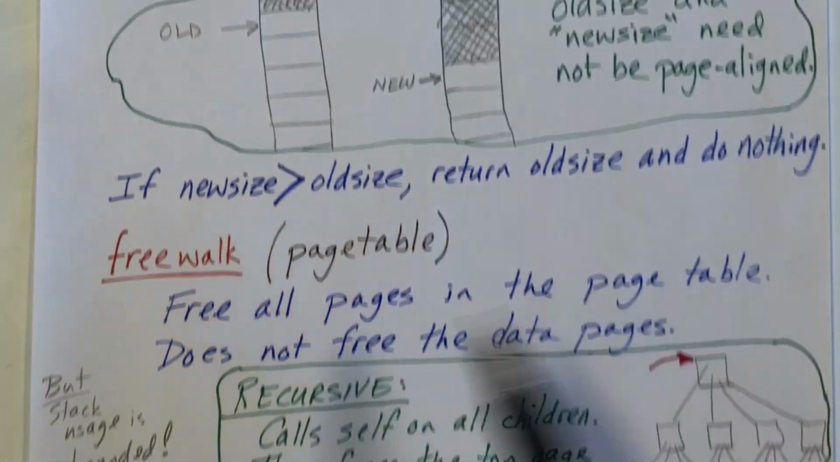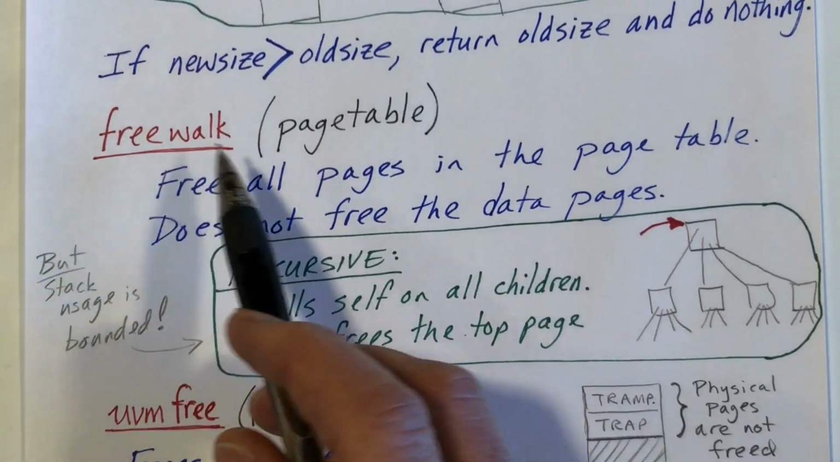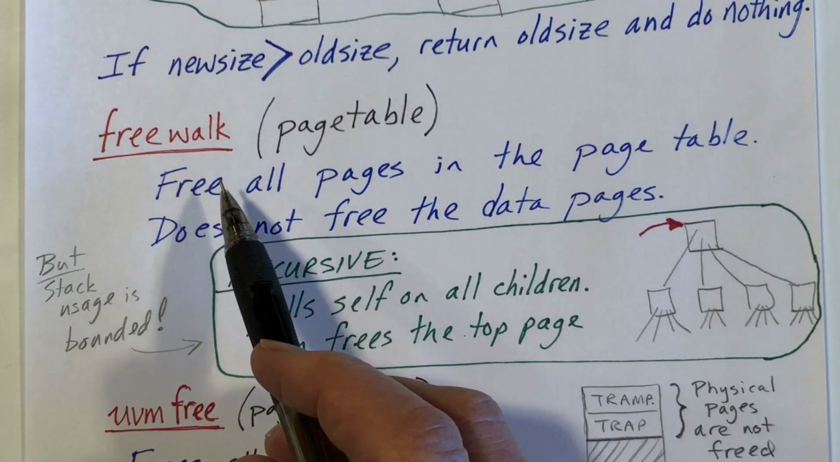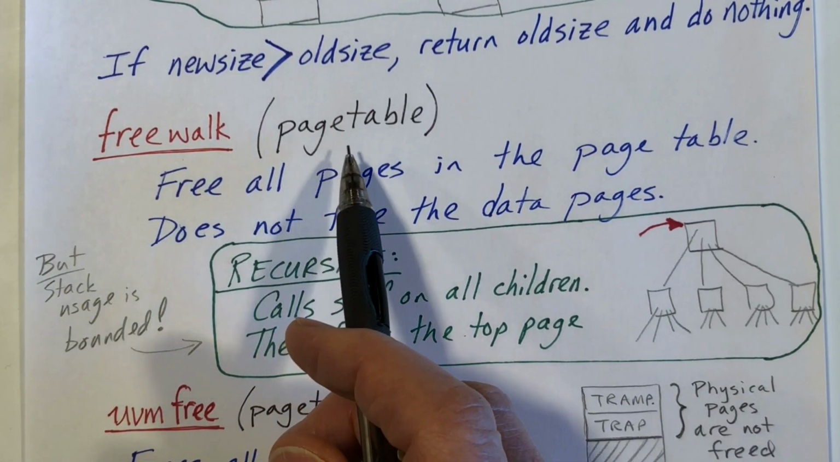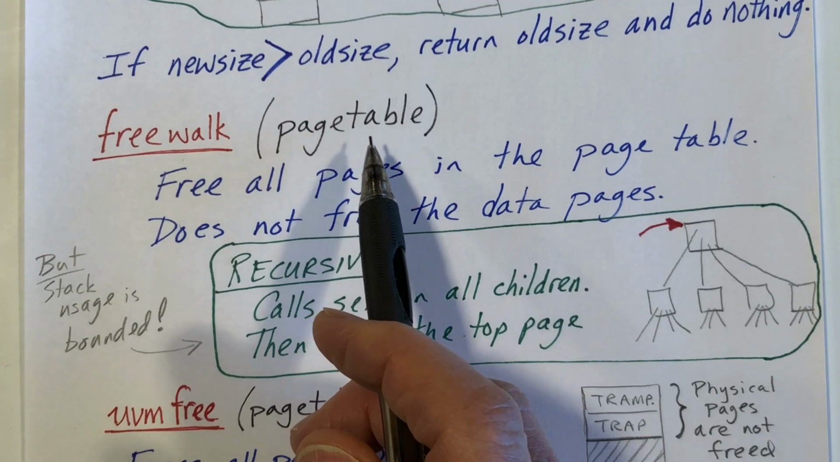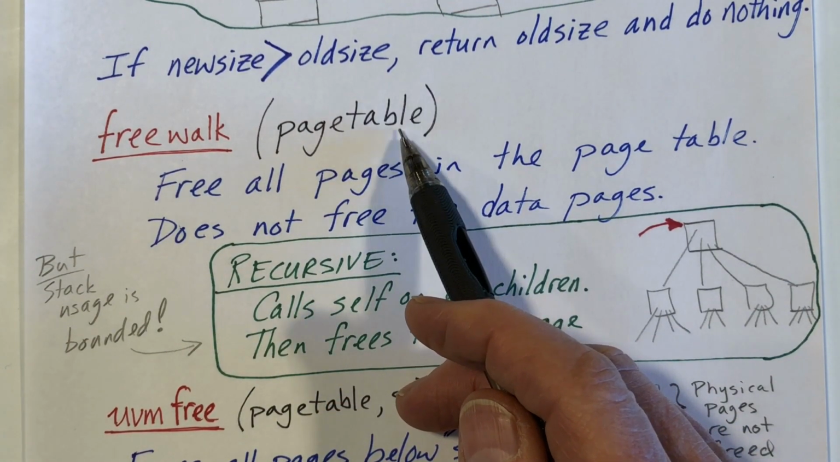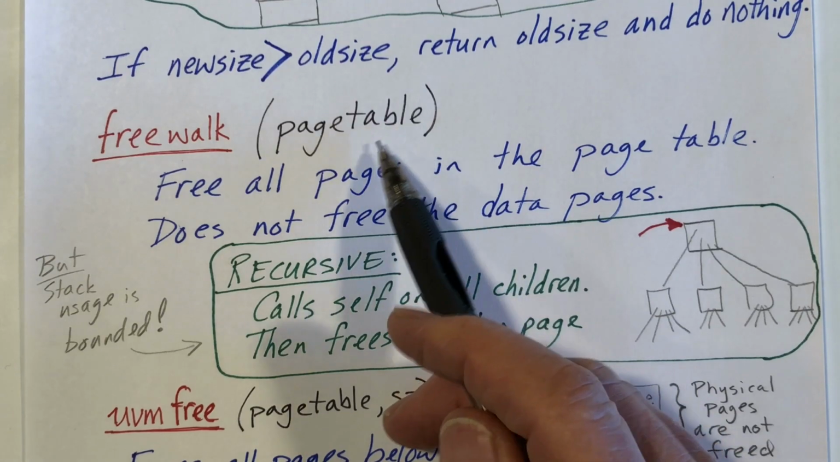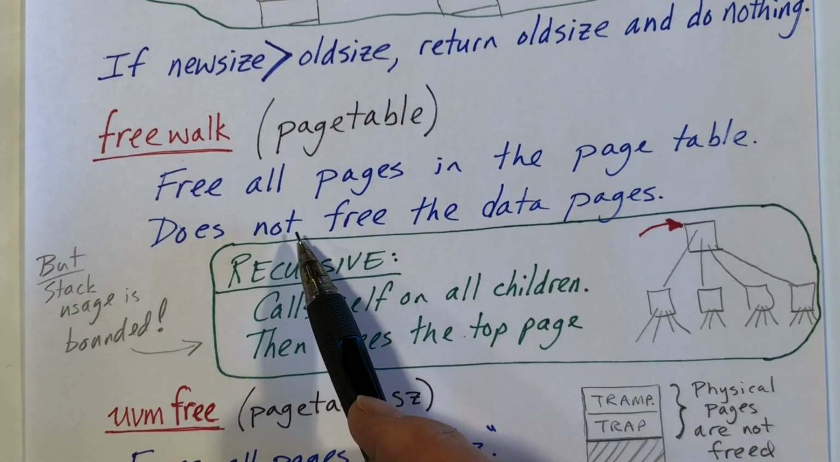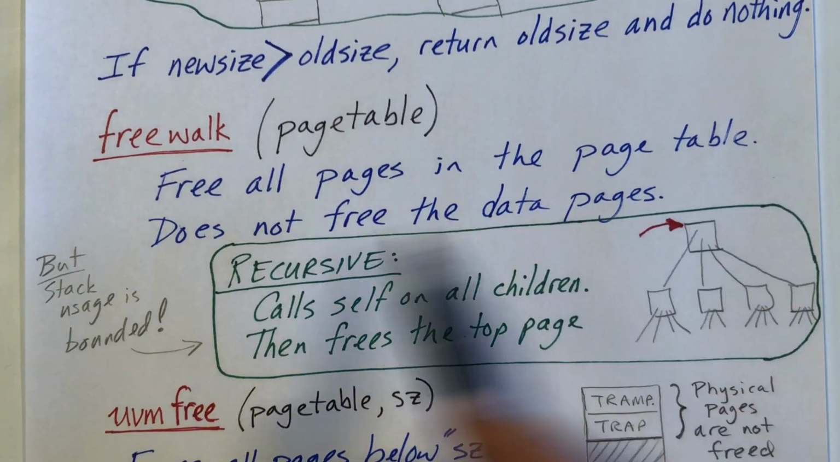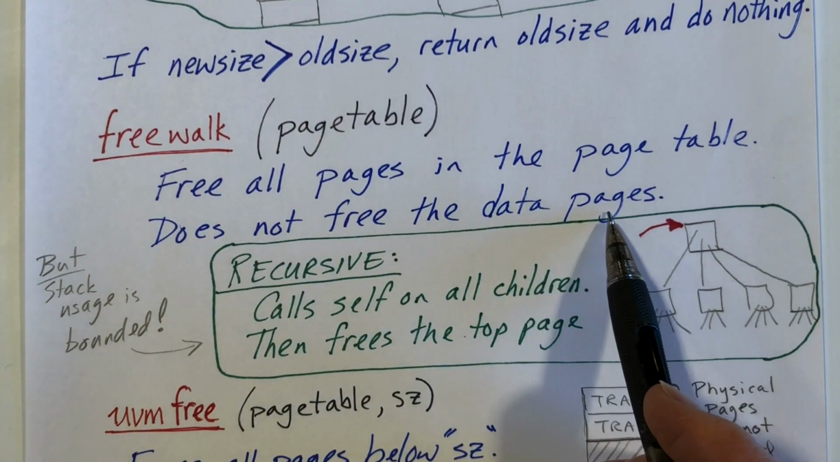It's okay. Next, I want to talk about freewalk, which is used to remove a page table, to free up all the index pages that are involved in a page table. It's passed a pointer to the root of the page table tree, and it will walk the entire tree and free the index pages, but it will not free the data pages.